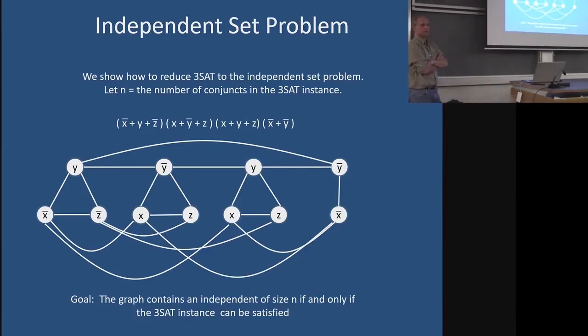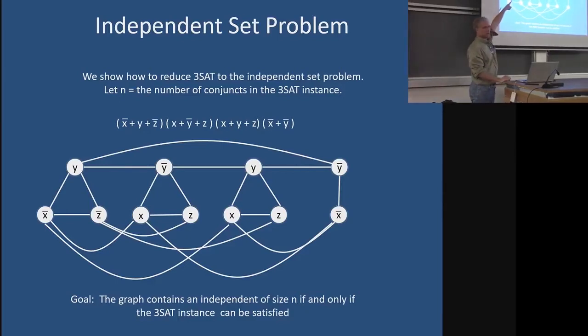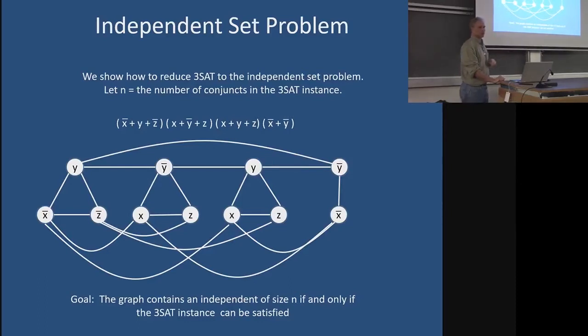To clarify, we're starting with 3-SAT, and then we want to reduce it to the independent set problem. Right, we're trying to reduce 3-SAT to independent set. The reduction shows how to convert any instance of the 3-SAT problem into an instance of the independent set problem, such that if we can solve this problem quickly, we could then take the solution and turn it back into a solution.